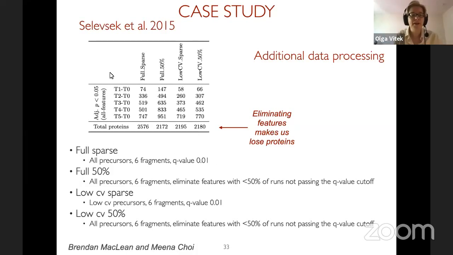So this is going back to the CelebSec data set. And we said, okay, what are the options for us to process this? We can use all the data, all the precursors, and only remove features whose Q value does not pass a threshold. We can use all precursors, 6 fragments, and if more than half of the runs of a feature do not pass the Q value cutoff, eliminate the entire feature. And now let's use the refinement run and only eliminate individual measurements, or use the refinement run and eliminate the entire feature if we eliminate too many measurements of this feature.